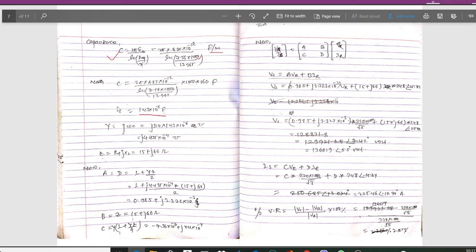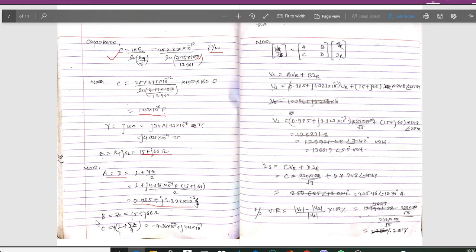Here the value of C is 1.43 into 10 to the power minus 6. If you substitute the value of C, we get the value of Y. So Y will be j 4.43 into 10 to the power minus 3 mho, which is in imaginary terms. Similarly, Z will be R plus jX, so we get 15 plus j66. If you substitute the values of Z and Y, we get the respective line constants. A equals D is 1 plus YZ upon 2, so if you substitute the values of Y and Z, you will get their respective values.